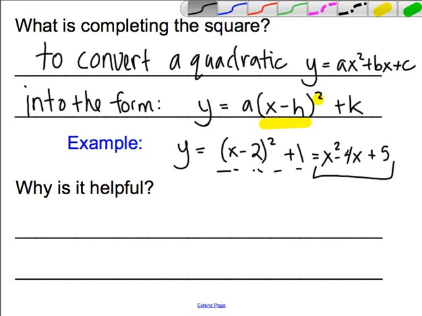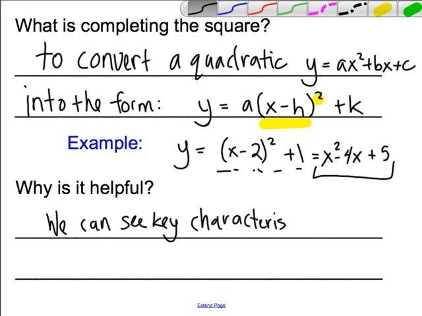So why is it helpful? Remember, it's helpful because we can see key characteristics of graphs. And I'm not just going to talk about graphs of quadratics, but graphs of ellipses, graphs of circles, graphs of hyperbolas. Some of these you've also seen, but we want to remember that it all involves completing the square because the standard form has a perfect square in it.